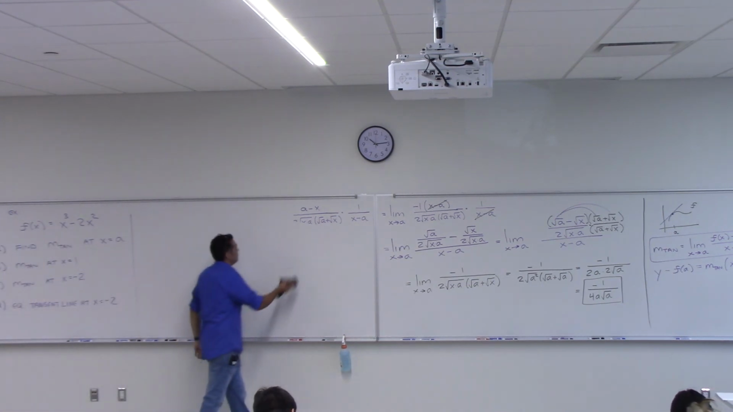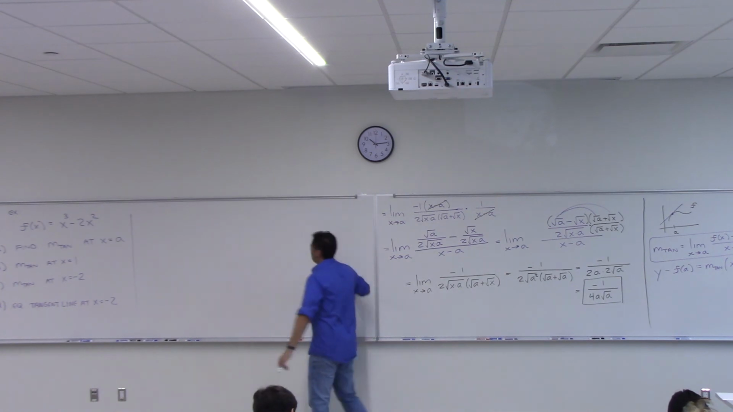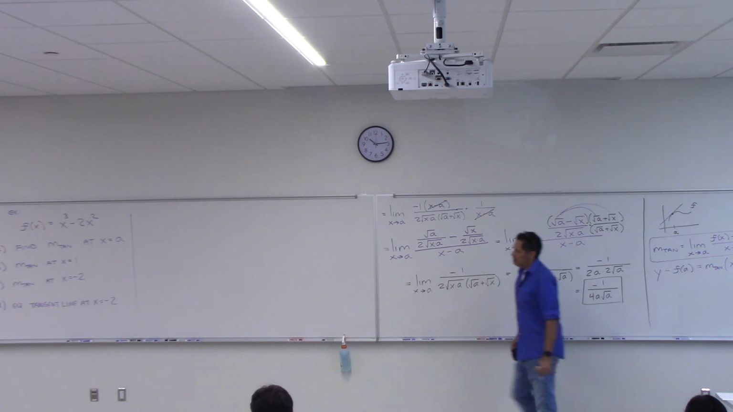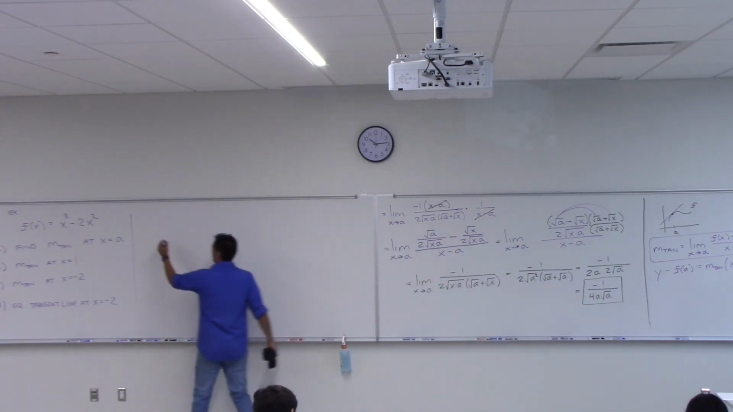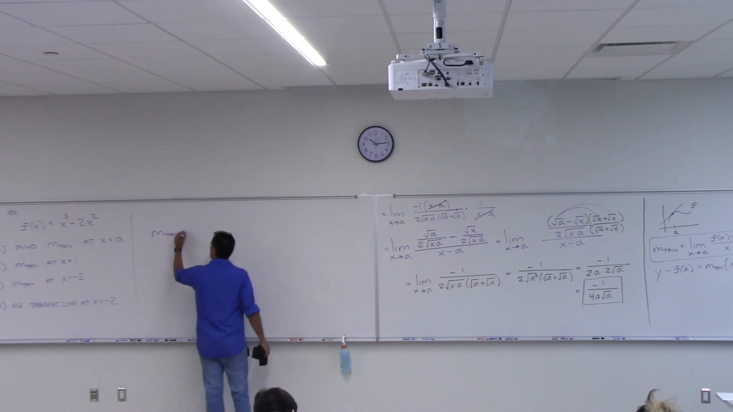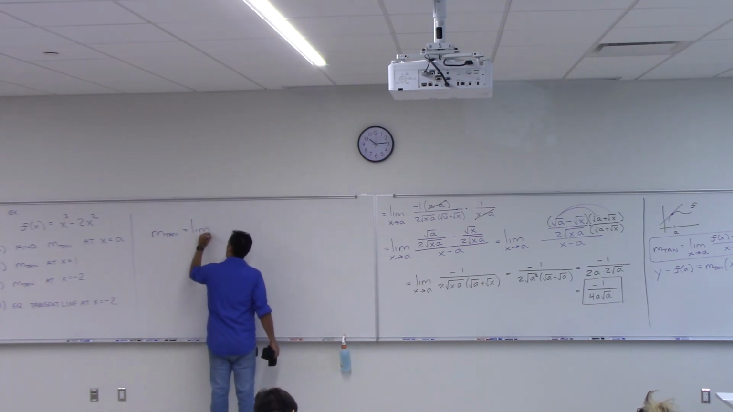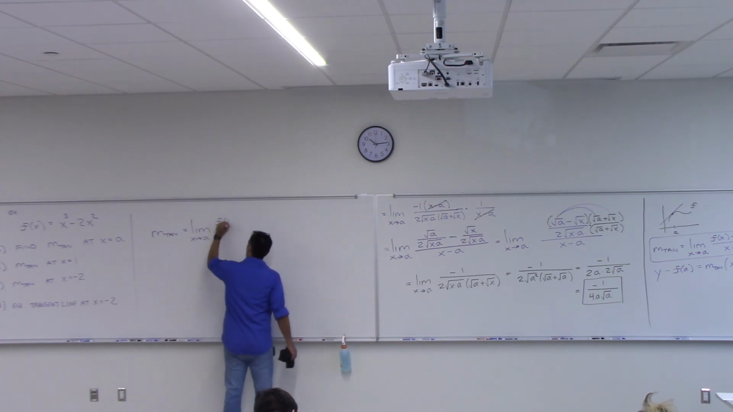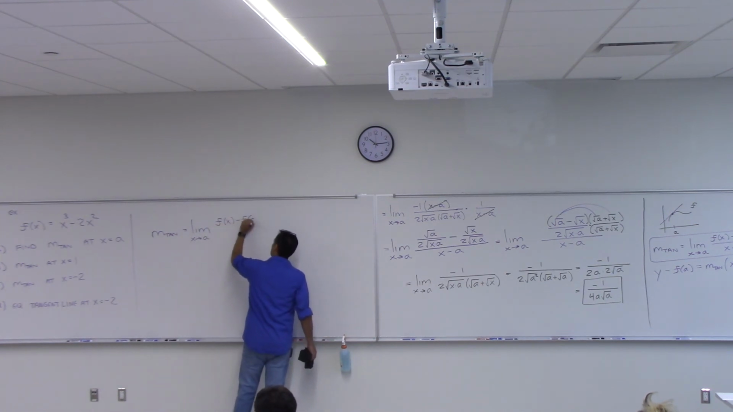So where do we start? What's the first thing I should write down? Limit as x approaches a. Yeah. Let's write the definition of the slope of the tangent line at a. This is the limit as x approaches a of f of x minus, I'm going to write the formula first.